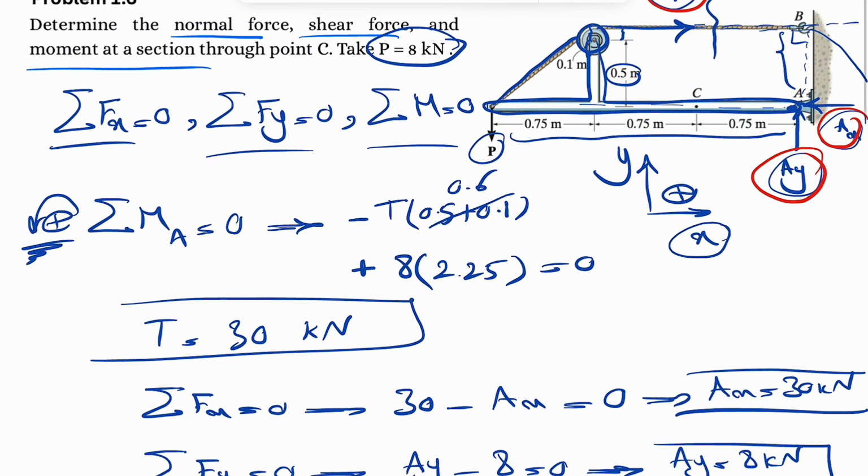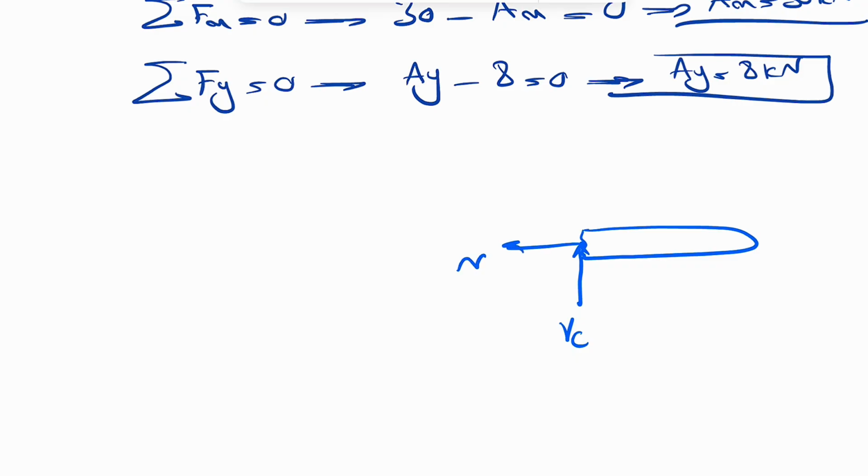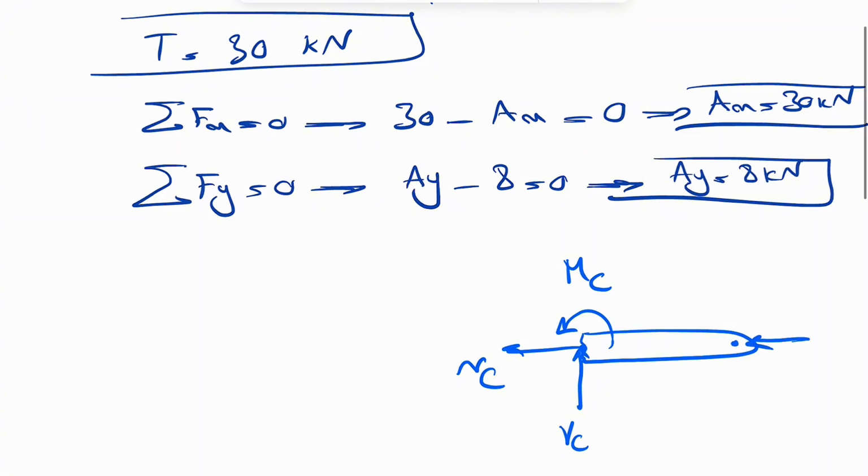All right, now that we have that, we can do our section at C. The free body diagram we're going to have is this, where this is our point C. We can consider one shear force, VC, one normal force, NC, and one bending moment, MC. The only forces applying are the forces at the support, AX and AY. We showed that AX is 30 kilonewtons and AY was 8 kilonewtons.